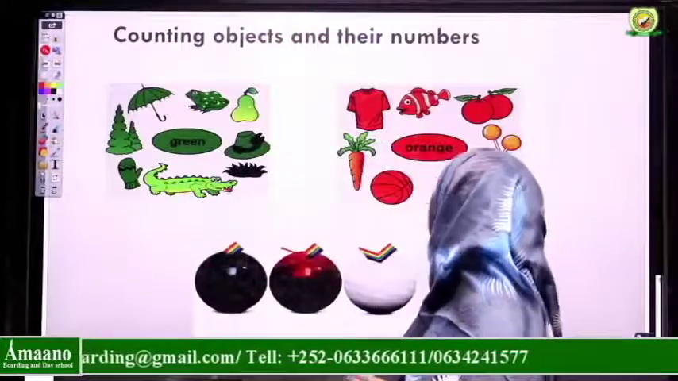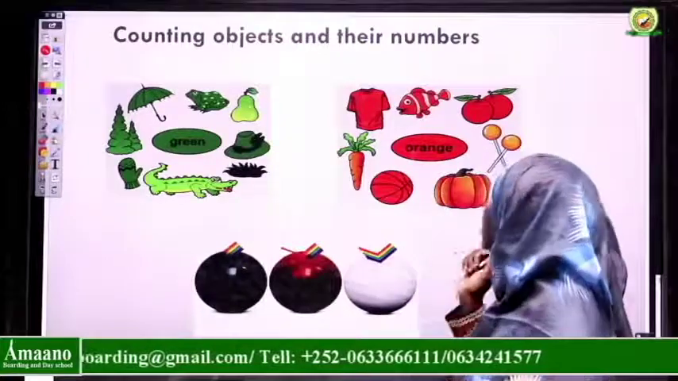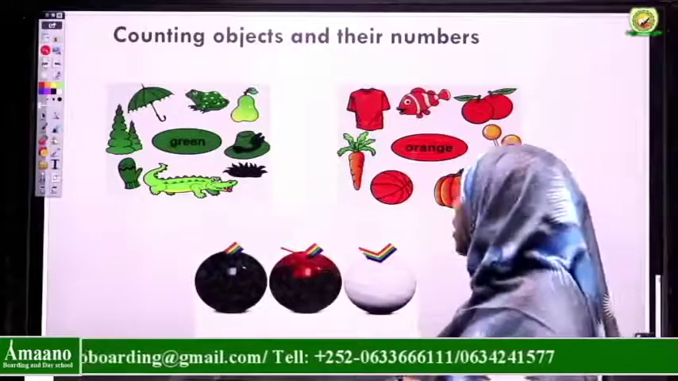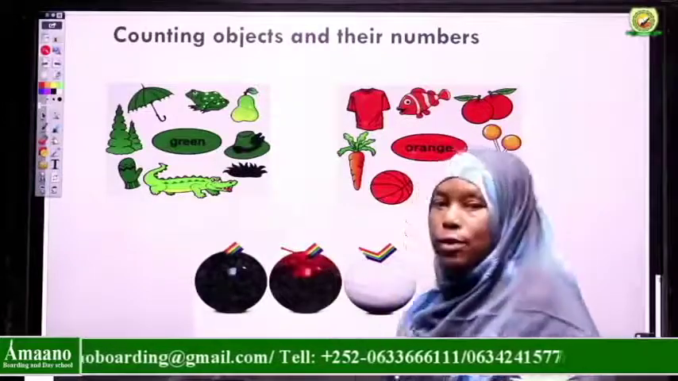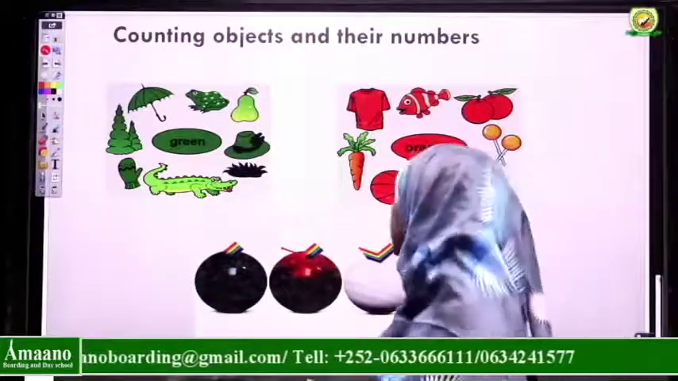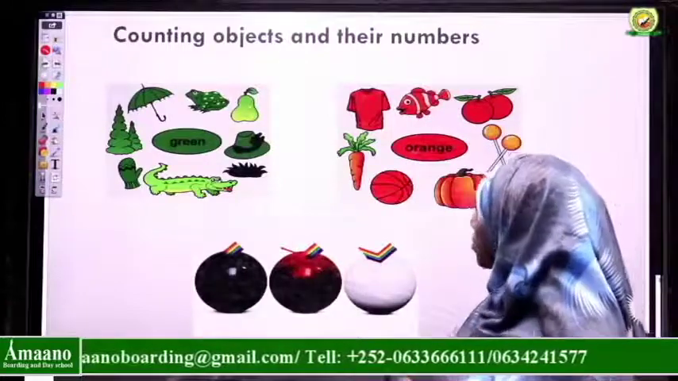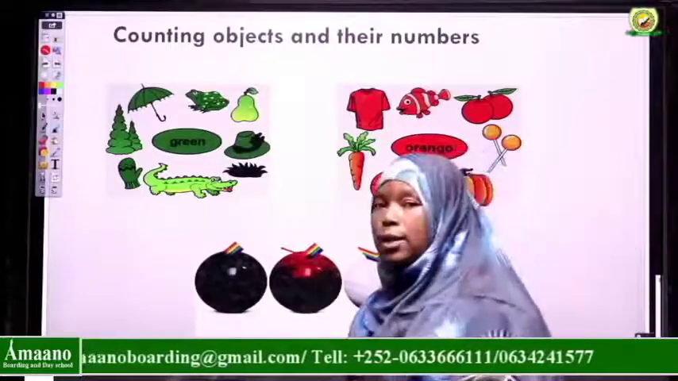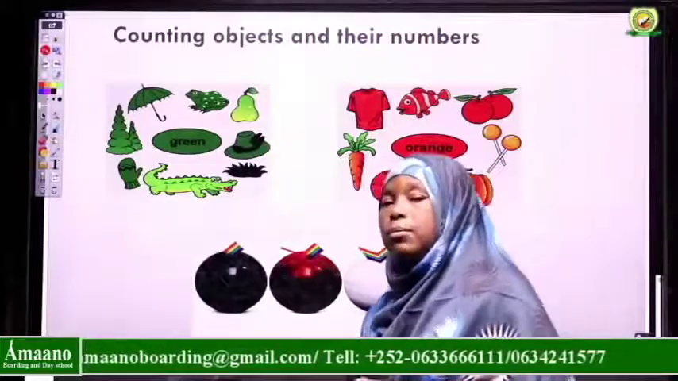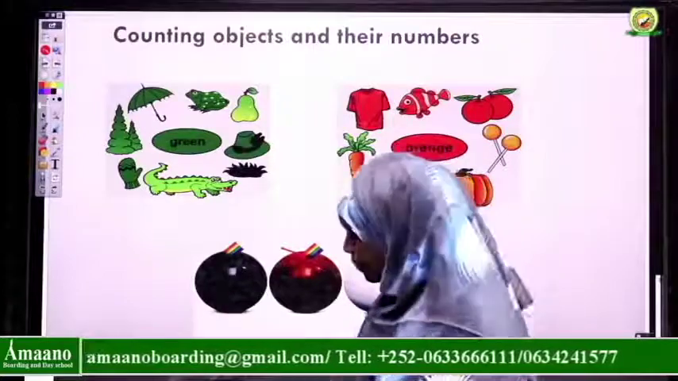Okay, then we also have another color which is color orange. In this color orange, we are also going to count the objects and then be able to write their numbers down. Then we also have to look at the objects down here. They're in different colors, but we'll be able to count how many they are and write them down. Now let us begin.